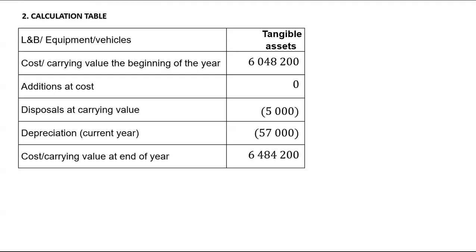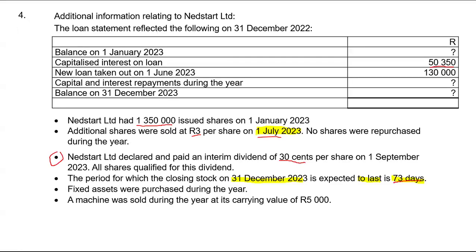I wasn't supposed to have put additions as a zero. It's supposed to have been a question mark because I don't know if we bought or not. And I'm just gonna quickly go and read it. They said fixed assets were purchased. So we did buy during there. So it can't be zero. I will need to put it as X.